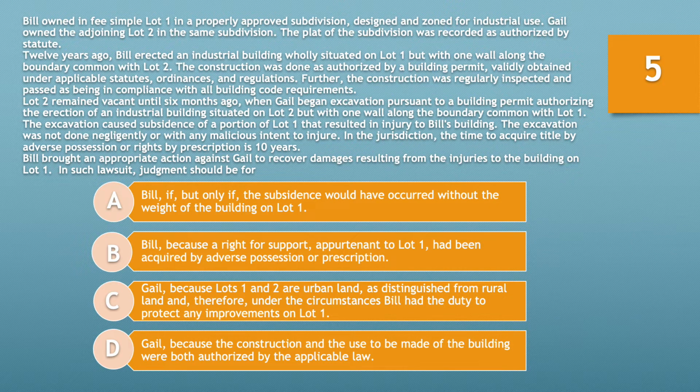The plat of the subdivision was recorded as authorized by statute. 12 years ago, Bill erected an industrial building wholly situated on Lot 1, but with one wall along the common boundary with Lot 2. The construction was done as authorized by a building permit, validly obtained under applicable statutes, ordinances, and regulations. Further, the construction was regularly inspected and passed as being in compliance with all building code requirements.